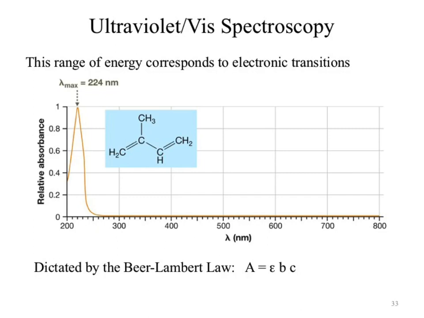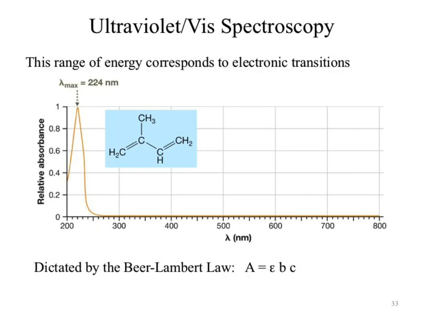Our p orbitals that contribute to pi bonds. Do I have pi bonds in this structure? Yes. So what I'm looking at is the electrons in the p orbitals getting excited. They're going to get excited and jump to the lowest unoccupied molecular orbital, which would typically be our pi star, our anti-bonding p orbital.